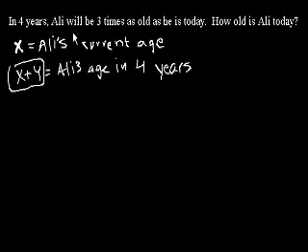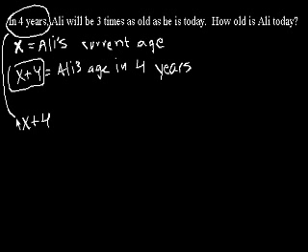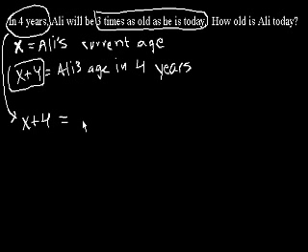In 4 years, Ali will be 3 times as old as he is today. Well, today he's X. So in 4 years, we could translate that into X plus 4. That's going to equal 3 times as old as he is today. Well, we know today he's X, so that's going to be equal to 3X. And now we just solve for X.